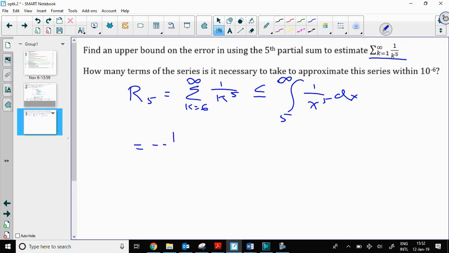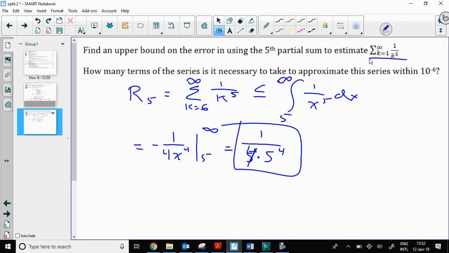You're going to find that that's 1 over 4x to the 4th, evaluated from 5 to infinity. Putting in the infinity, we get 0. Putting in the 5, we're going to get positive 1 over 4 times 5 to the power of 4. That's a pretty small number. And our error is going to be less than that.